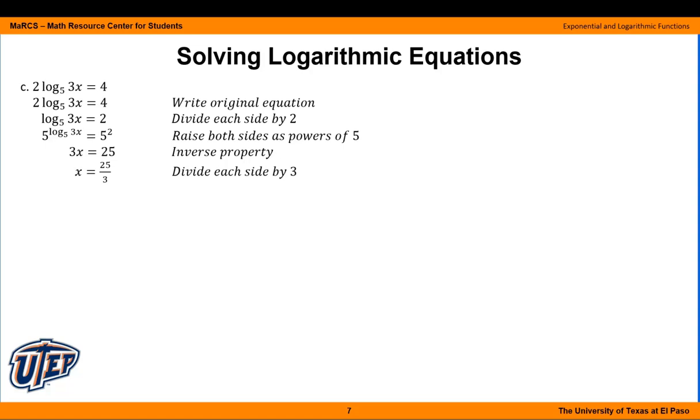In this example, the logarithm is multiplied by 2. The first step is to divide both sides of the equation by 2. Now we have a logarithm equal to a constant. To eliminate the logarithm, we rewrite the equation in exponential form. This gives us 5 squared equals 3x. Solving for x gives us 25 thirds, and this is our solution.